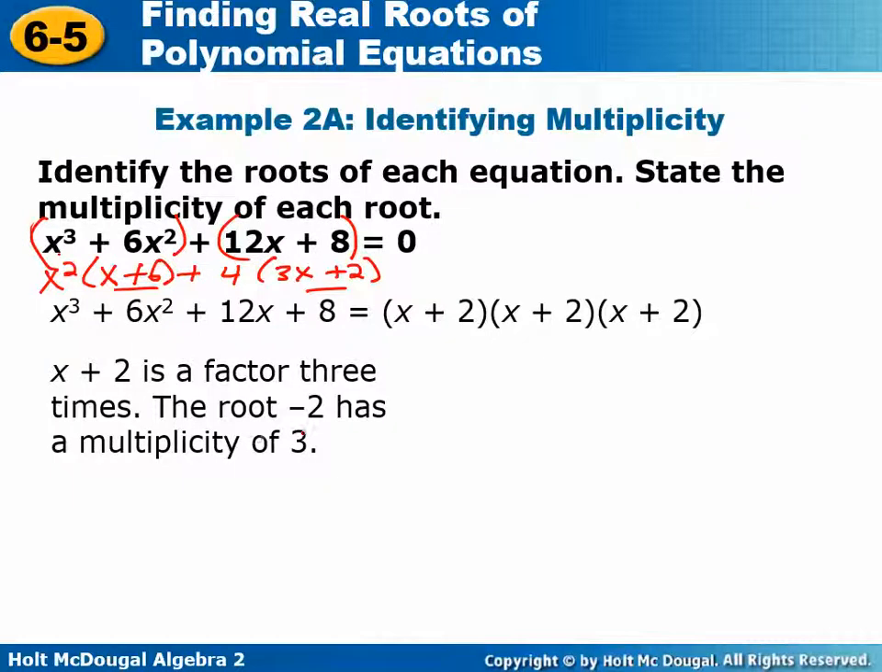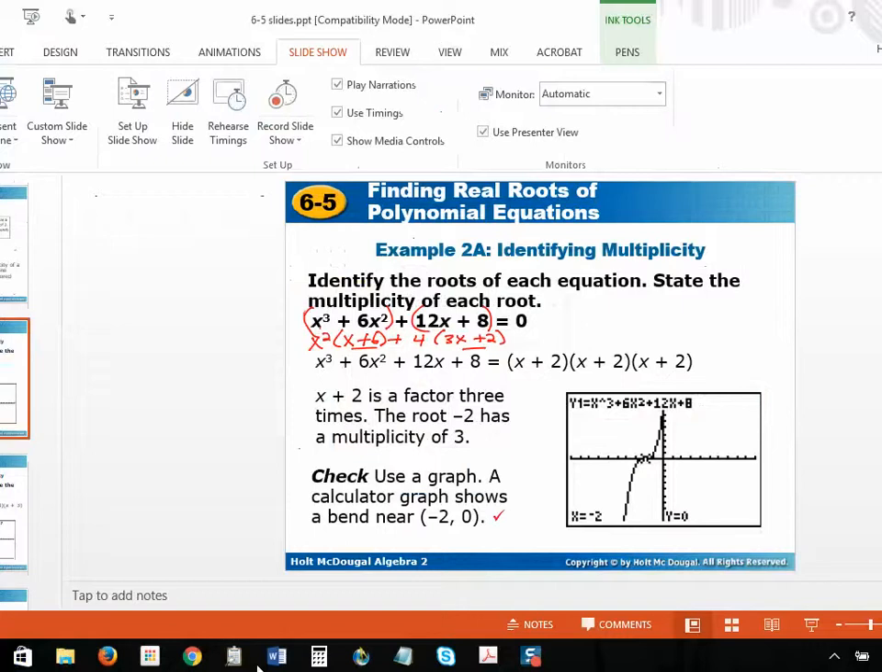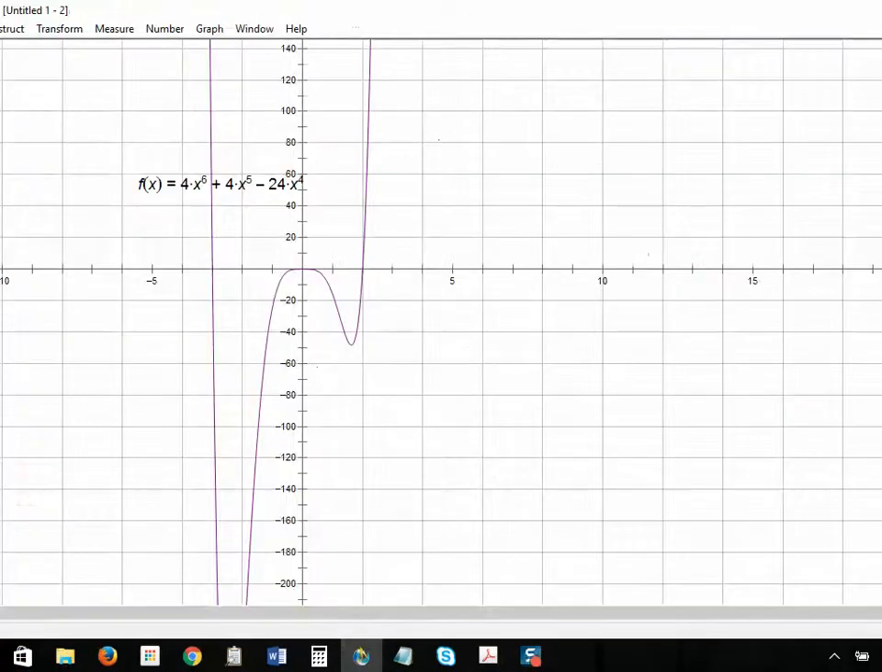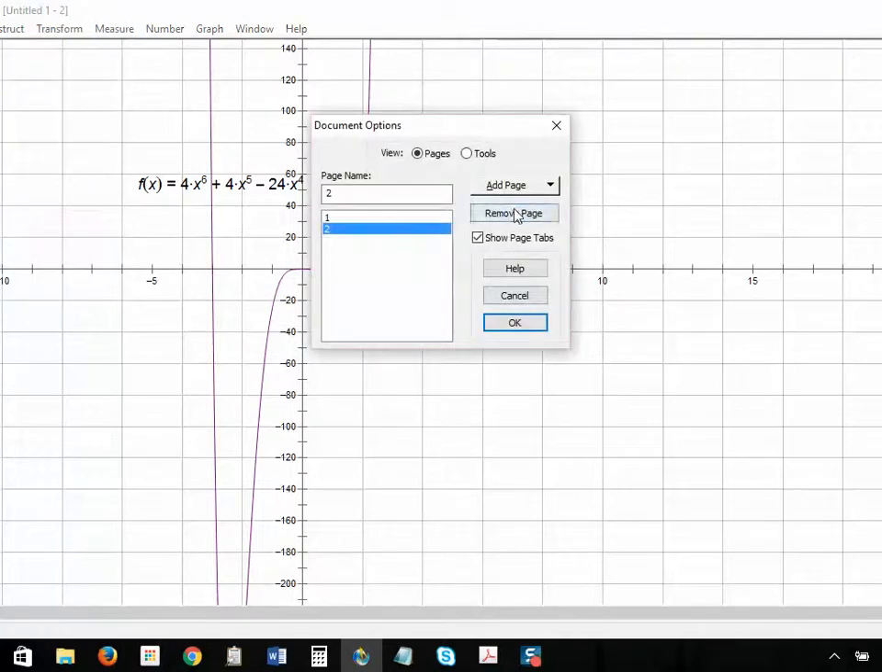So if I was going to get a problem like this, what I would do is graph it. So let's do that. Let's graph this. I have Sketchpad open. I'm going to go to Sketchpad. There's that one that I had already. And I'm going to add a new page.